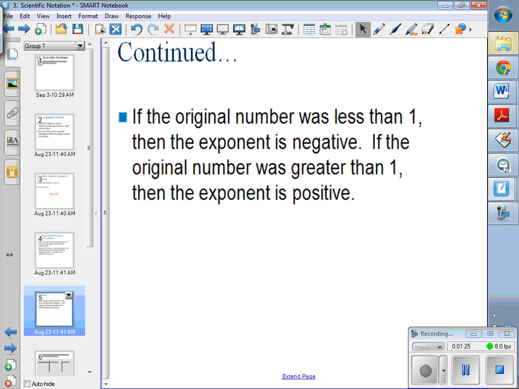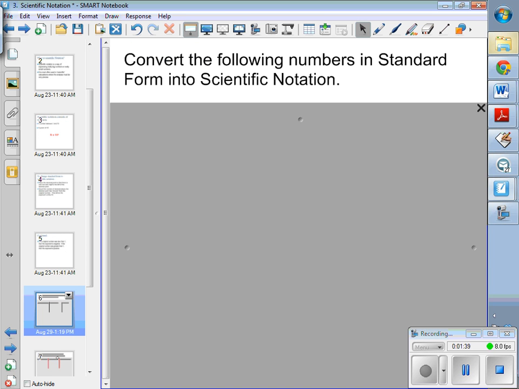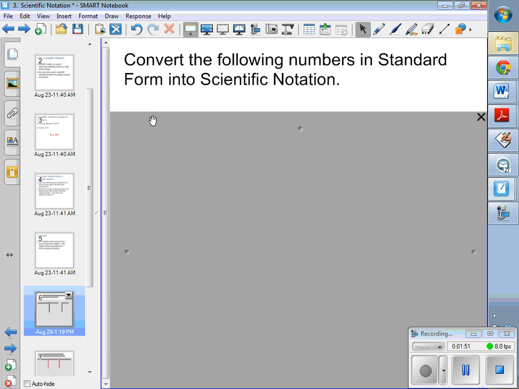Continuing. If the original number was less than 1, then the exponent is negative. If the original number was greater than 1, the exponent is positive. So, converting the following numbers from standard form into scientific notation. You guys know, pause, rewind as needed, okay? I didn't say that starting out, but you guys know that.